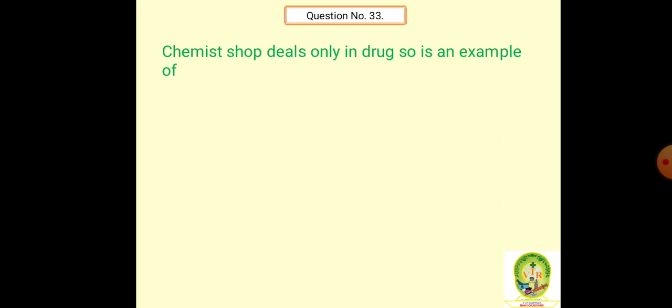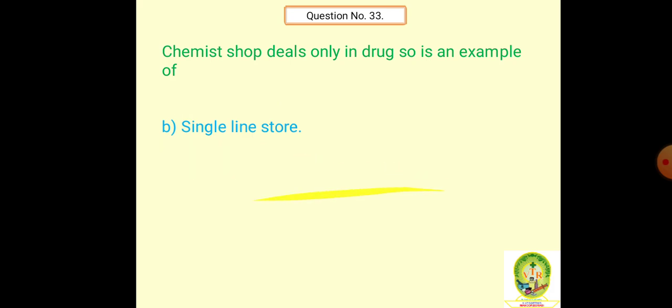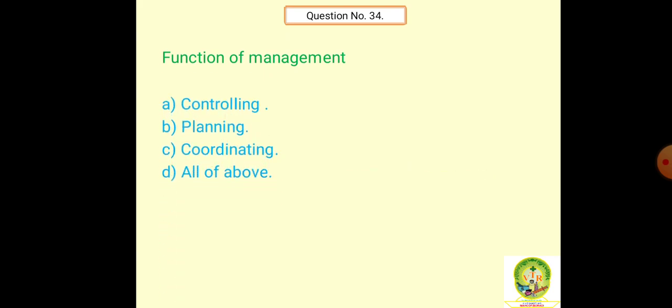Chemist shop deals only in drug, so is an example of. Options are A. General store, B. Single line store, C. Street stall, D. None of above. Right answer is B. Function of management. Options are A. Controlling, B. Planning, C. Coordinating, D. All of above. Right answer is D.